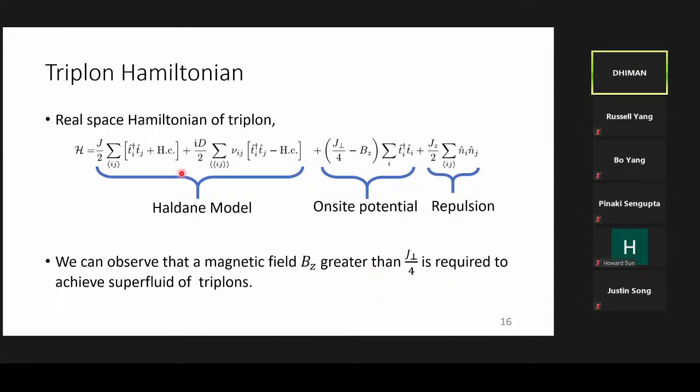Further noticeable is that the first two terms denote the Haldane model, where the first term is the real hopping on the nearest neighbor honeycomb lattice, and the second term denotes the complex hopping on the next nearest neighbor bond. This term is the on-site potential of the triplons, and the third term is the repulsion among the triplons. As we increase the magnetic field, you can see that we populate the lattice with the triplons.